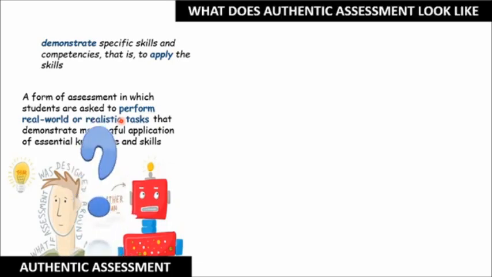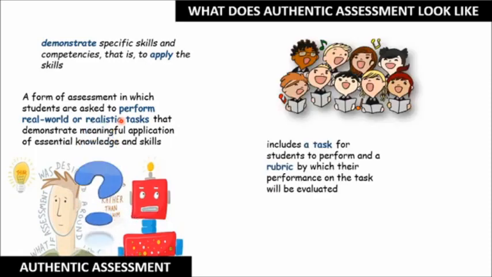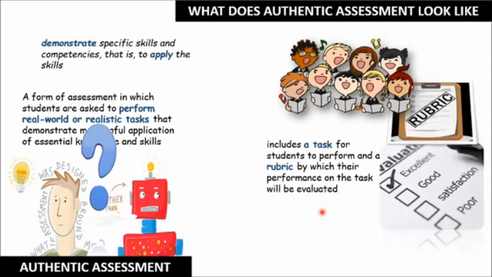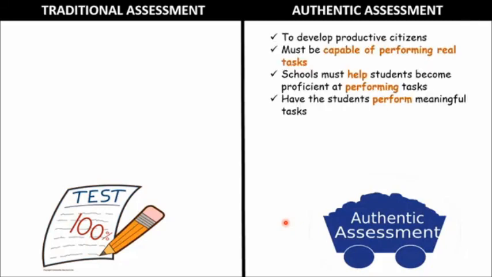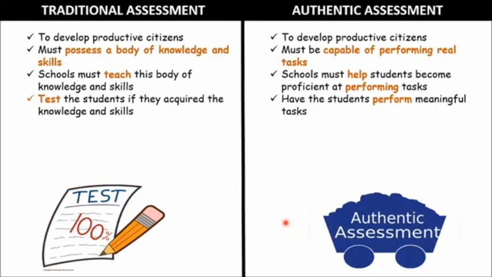Now, what does authentic assessment look like? Authentic assessment includes a task for students to perform and a rubric by which their performance can be evaluated. So for authentic assessment, rubric is tied up with authentic assessment. Now maybe you're wondering what's the difference between authentic assessment and traditional assessment? Both of them aim to develop productive citizens.